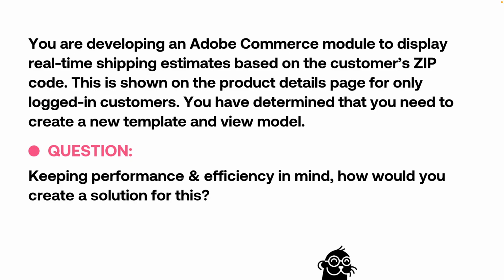Take a look at this question. You are developing an Adobe Commerce module to display real-time shipping estimates based off of the customer zip code. This is shown on the product details page for only logged in customers. You have determined that you need to create a new template and a view model for this. Keeping performance and efficiency in mind, how would you create a solution for this?